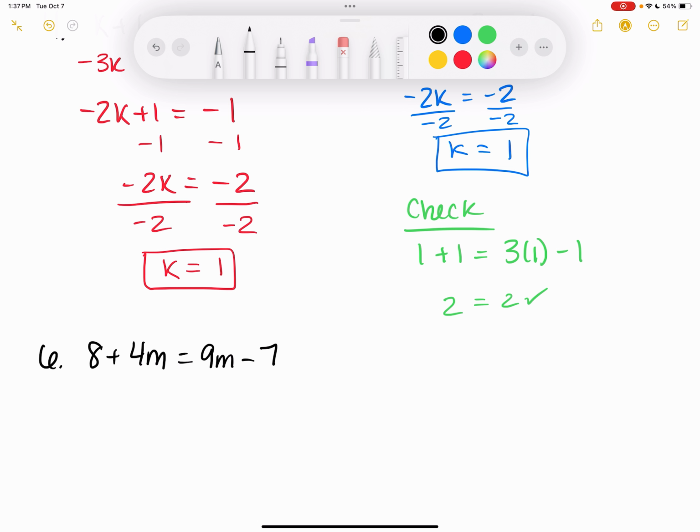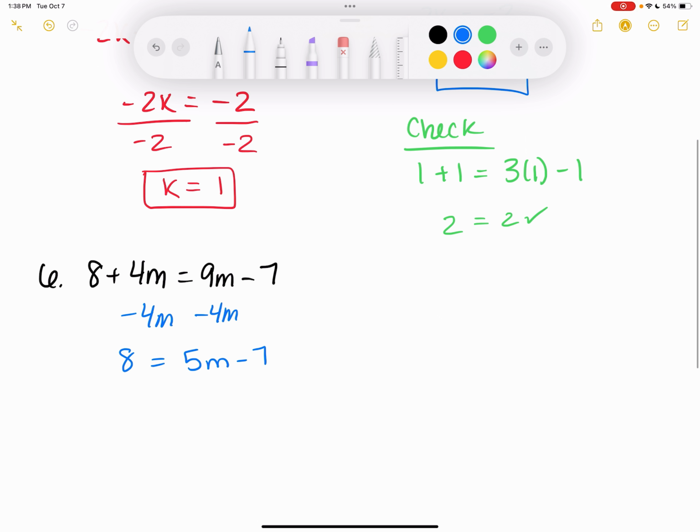Now, does it matter if my variables are on the right or the left? No. Nope. So in this one, just for fun, I'm going to move the variables to the right and the numbers to the left. So I'm going to subtract 4m first. So I get 8 is equal to 5m minus 7. Then I would add 7. So 15 is equal to 5m. Divide by 5. So 3 is equal to m.